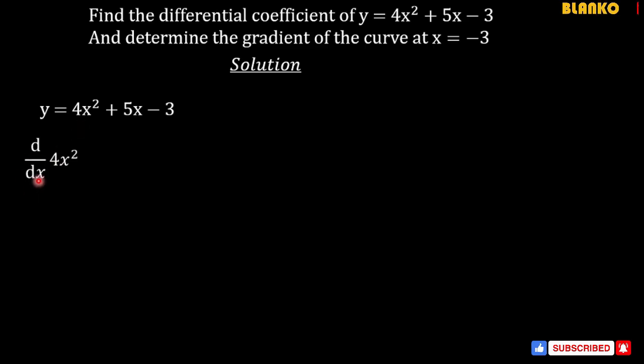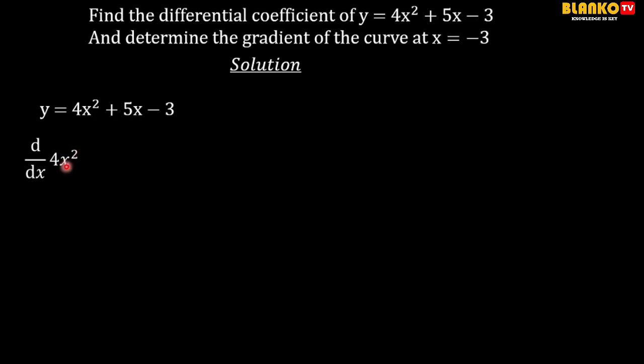So we have d over dx of 4x squared. That means we are differentiating 4x squared. Here 4 is the coefficient of x squared. This is how we do it: we multiply the power by the coefficient, which is 4, and then we subtract 1 from the power.